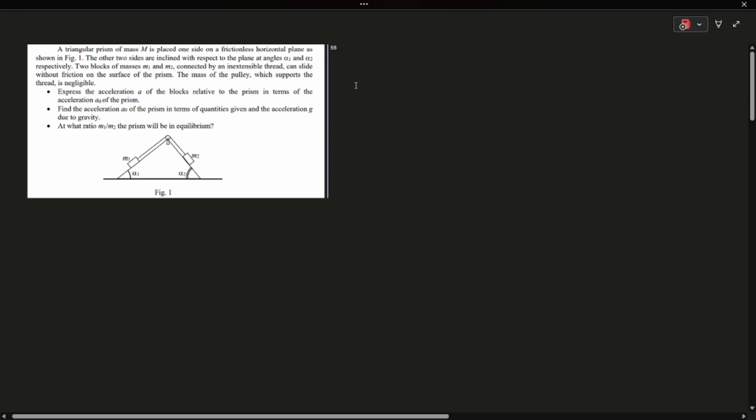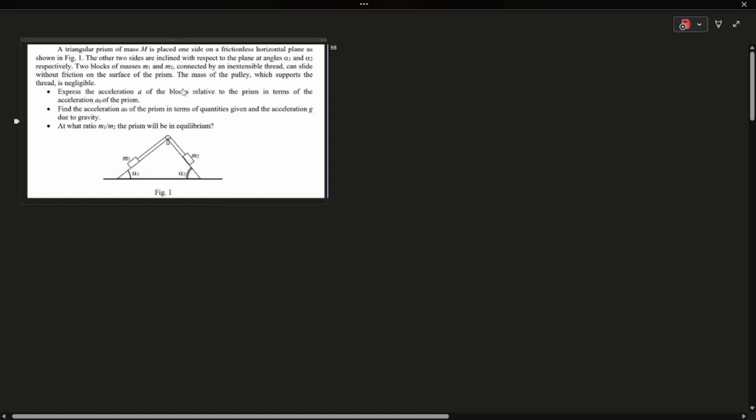So let's dive into today's problem. Here it is said that a triangular prism of mass m is placed with one side on a frictionless horizontal plane, as shown in figure 1. The other two sides are inclined with respect to the plane. One angle is alpha 1, another angle is alpha 2.